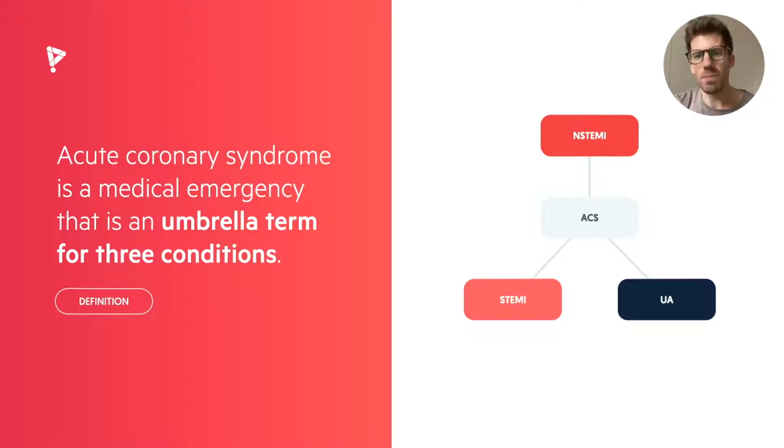So the ST component refers to the classic ECG changes seen in acute coronary syndrome, and myocardial infarction is the official term for a heart attack, where there's an absence or reduced blood supply through the coronary arteries leading to ischemia and subsequently infarction, which is death of cardiac tissue.